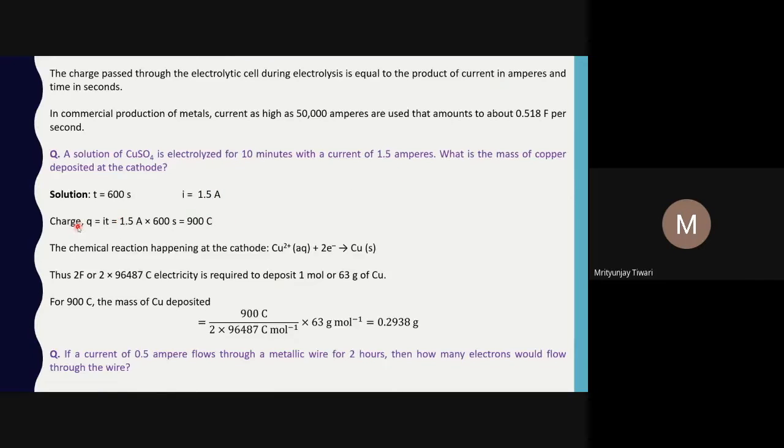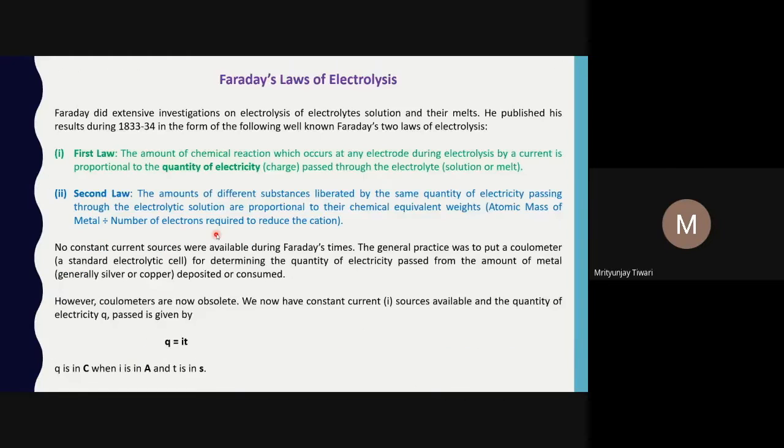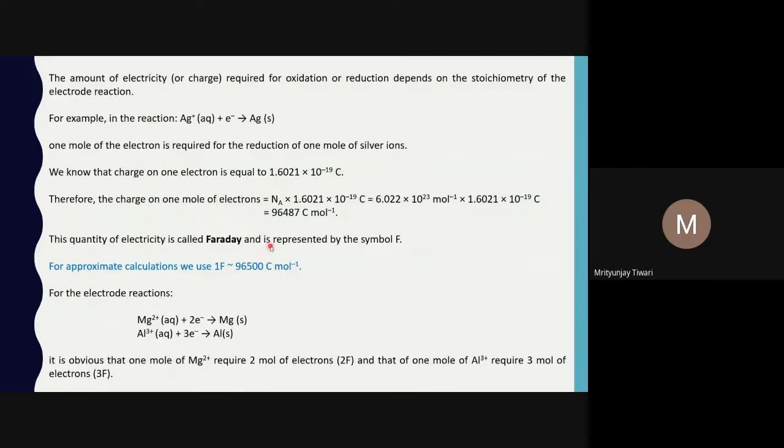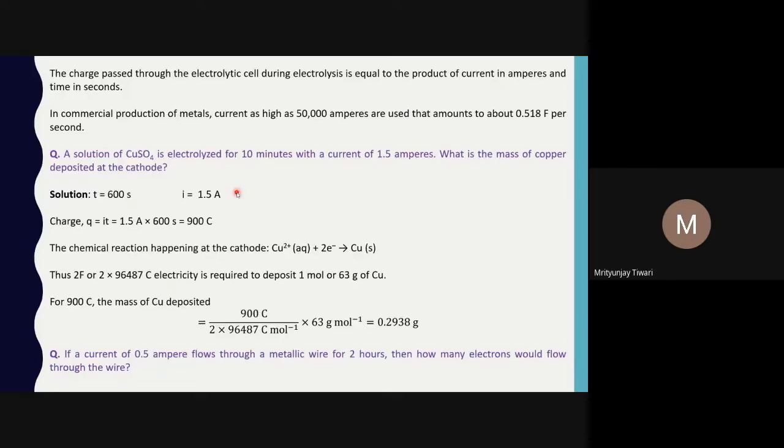So from this we can calculate the electric charge, or the quantity of electricity, the way chemists use this term. So Q is equal to It, and putting in the values of I and t, it will be equal to 900 coulomb. Again, this term, the quantity of electricity or the amount of electricity, is very frequently used, and it means nothing but the electric charge.